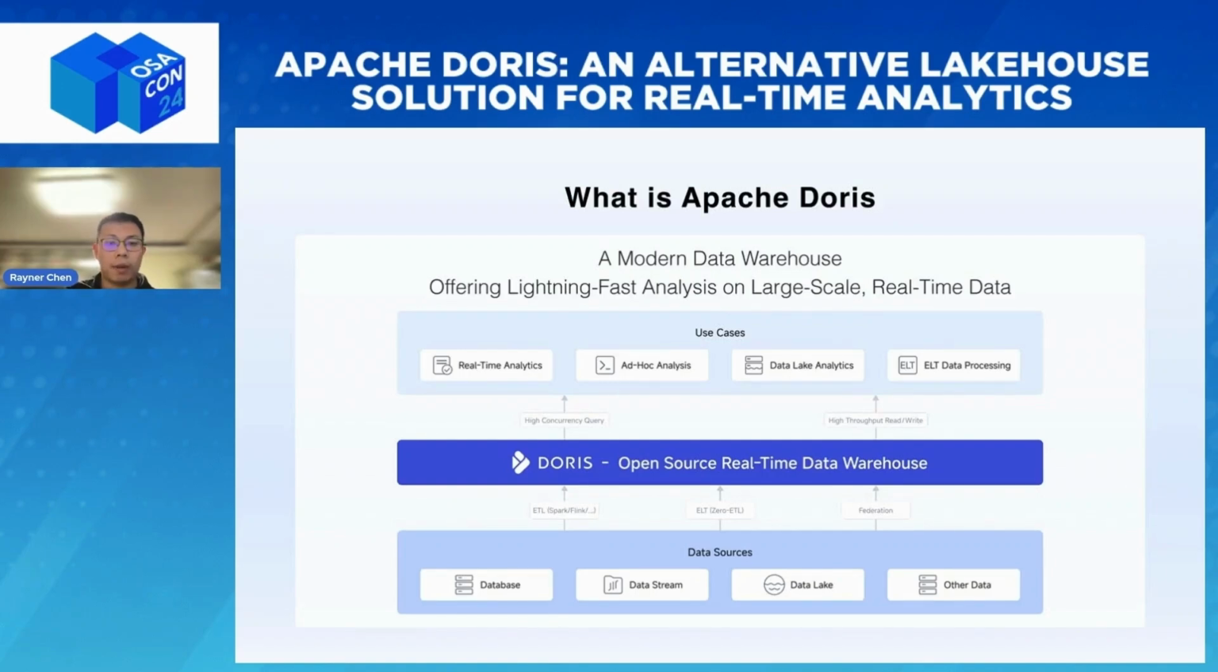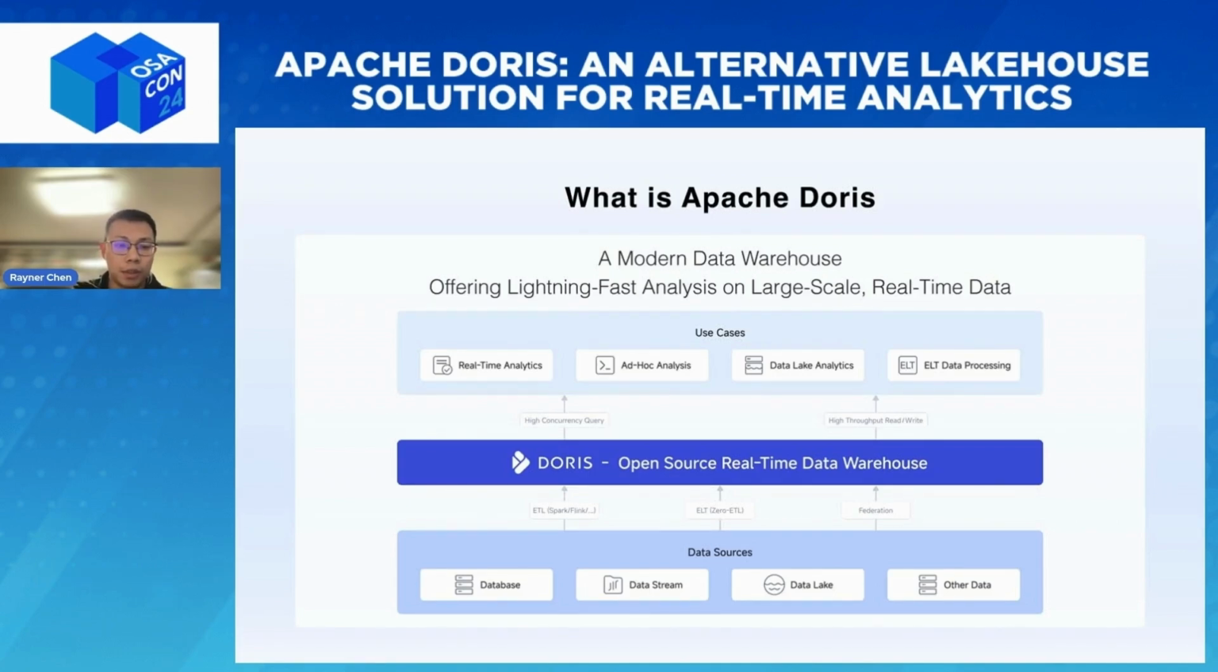First, what is Apache Doris? It is the modern data warehouse for real-time analytics, offering super fast analysis on large-scale real-time data. Check out this diagram from the Apache Doris website showing where Doris fits in a big data platform.